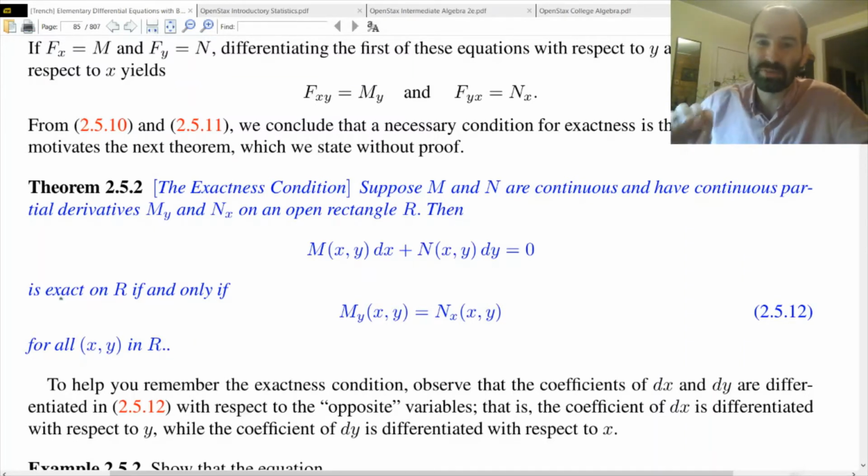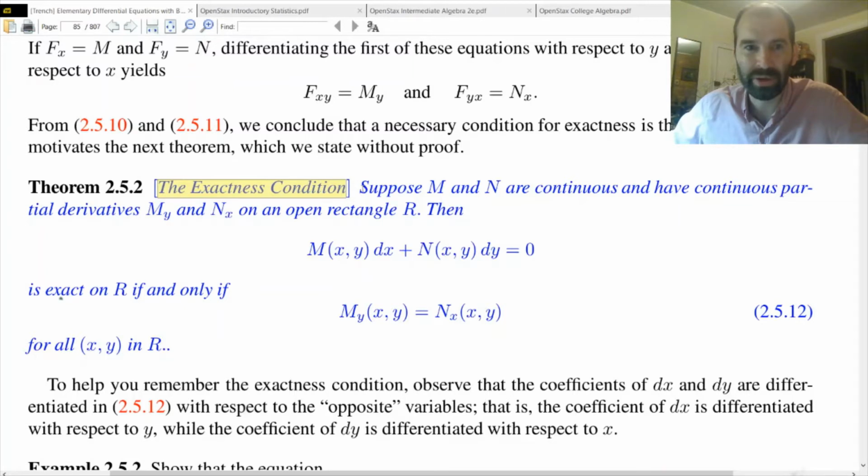It tells us, just by looking at the differential equation, whether or not we can expect to find a solution. So let's read the hypotheses. It's called, by the way, the exactness condition. So it's going to tell us when a differential equation of the form that we're talking about is exact.